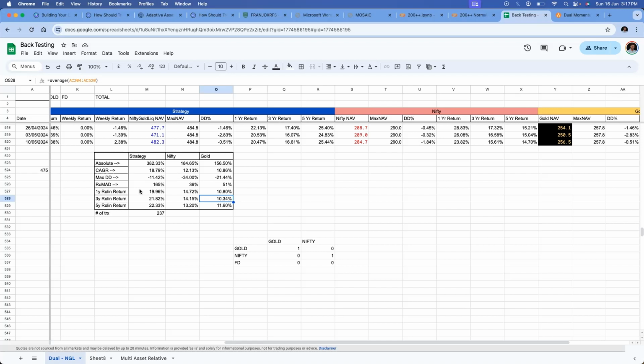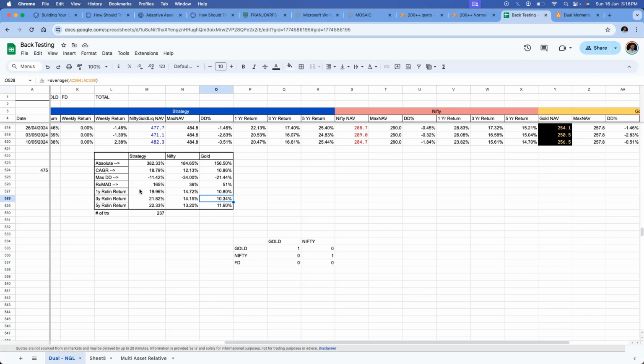Maybe you can explore by varying the indices. I took Nifty plus gold. Maybe you can take Nifty Next 50 plus gold, or instead of 200-day returns, you could take 100-day returns. You can replace the FD rate of 3% with 2%. So there are a lot of variations that you could explore and play around with and form your own hypothesis or strategy. Yeah, that's it from my side in this video.